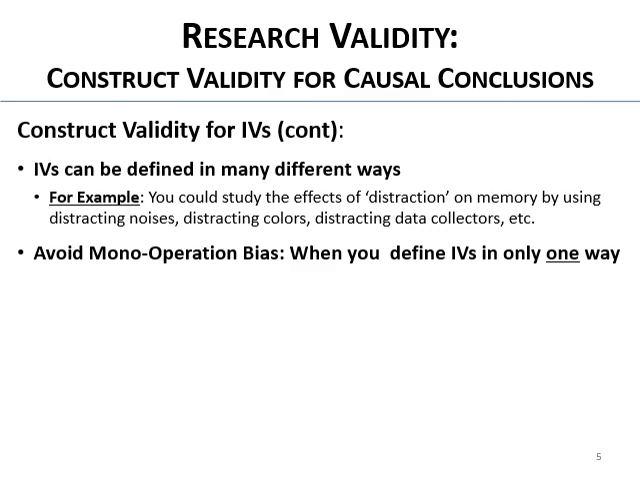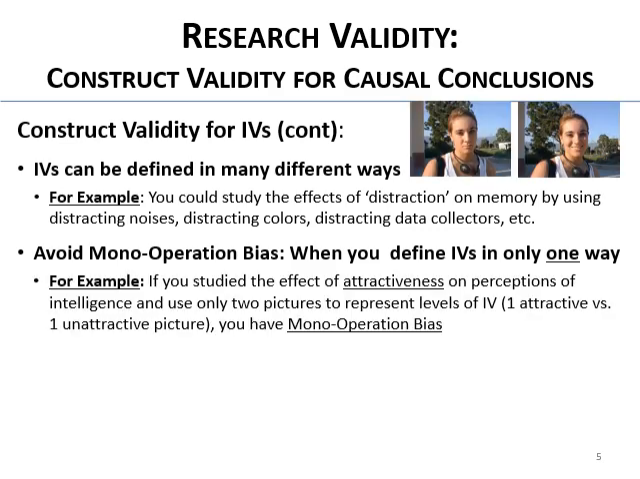What does that mean? So for example, let's say you wanted to study the effect of attractiveness on perceptions of intelligence, and for your manipulation of your IV, you use these two pictures up top. There's one picture where the person's smiling, one picture where they're not smiling, and you want to know if they view this person as more intelligent or not, right?